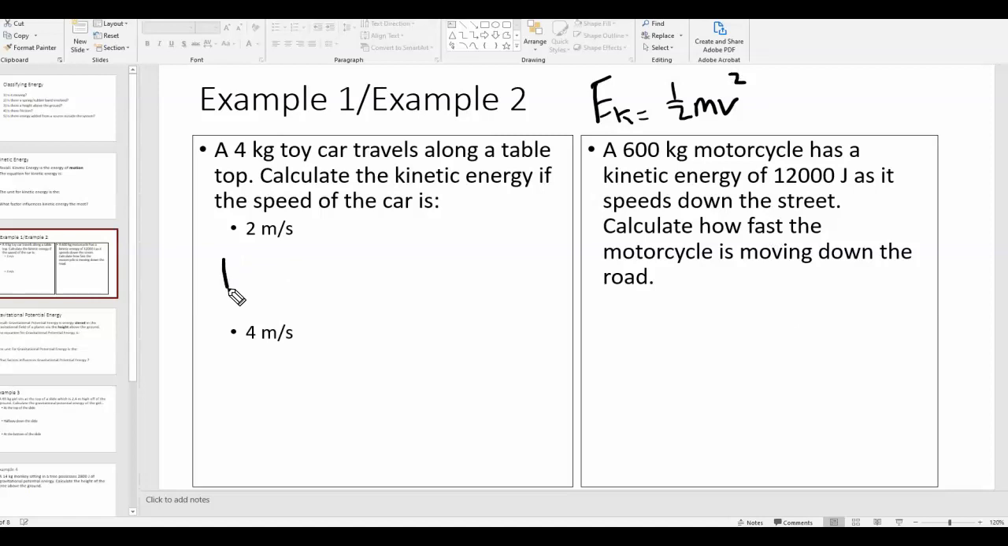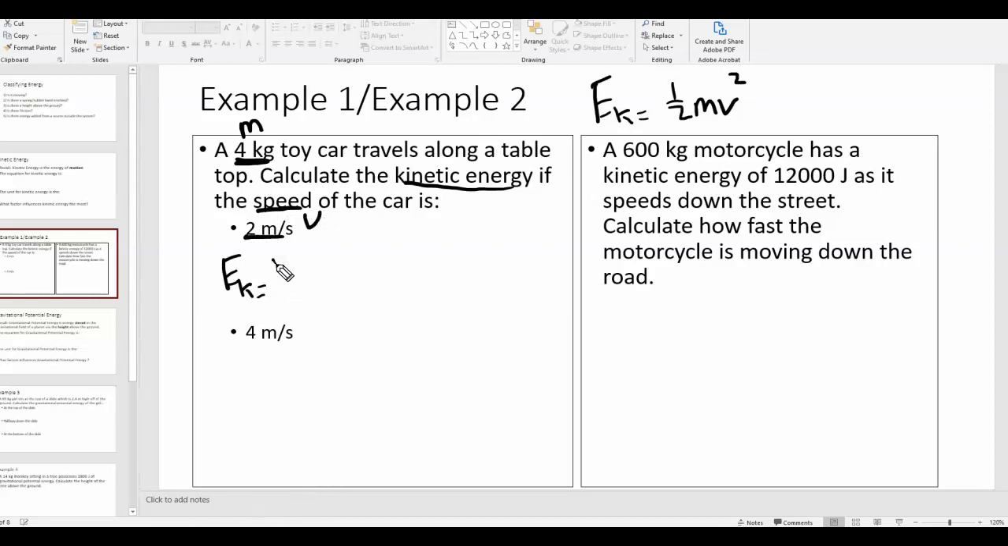So at 2 meters per second, we want to calculate the kinetic energy. I read through, I identify my givens. I see 4 kilograms here, so that is mass, it's measured in kilograms. We're asked to calculate the kinetic energy, so that's the unknown. And then we're given the speed of the car is 2 meters per second, so that's going to be my v.